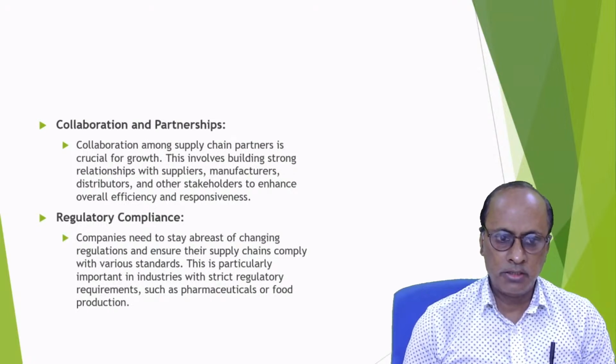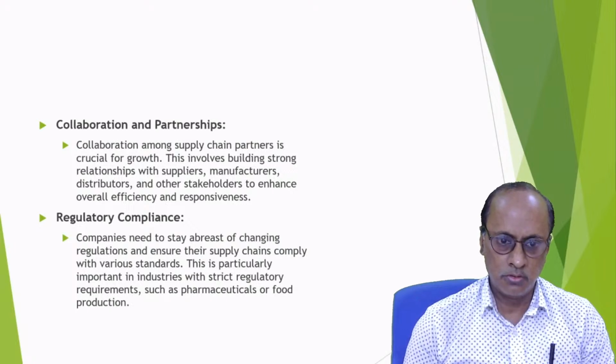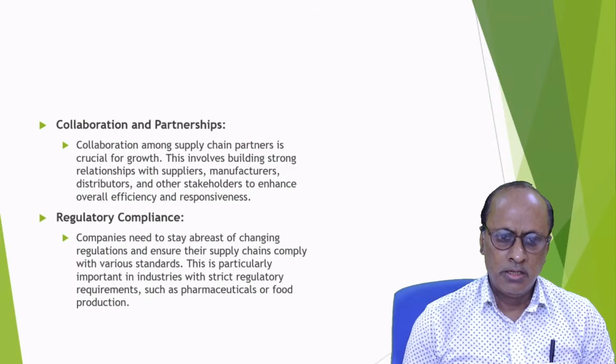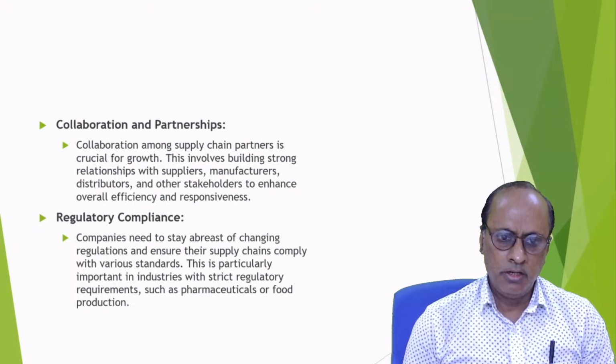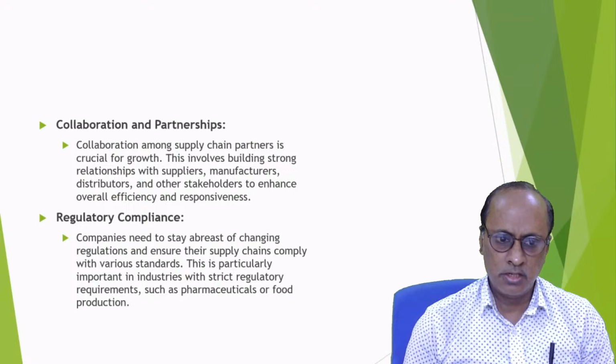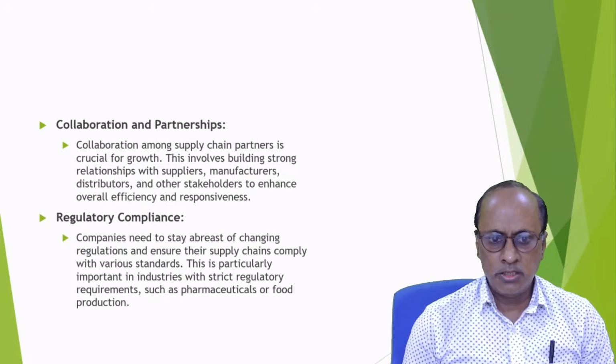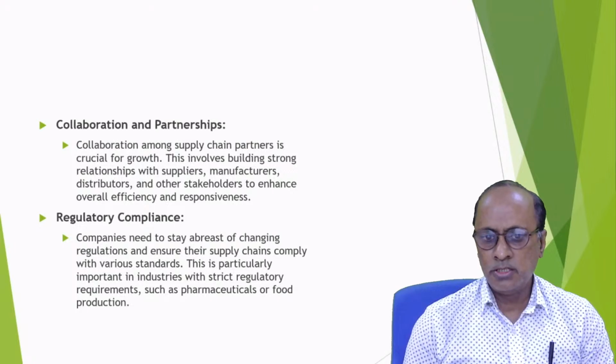And collaboration and partnership. Another growth in supply chain is collaborating among supply chain partners, which is crucial for growth. That means a supply chain cannot perform in isolation. This involves building strong relationships with suppliers, manufacturers, distributors, and other stakeholders to enhance the overall efficiency and responsiveness. So, the recent growth in supply chain is to have collaboration and partnership among the supply chain partners.